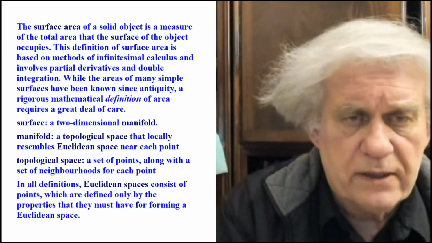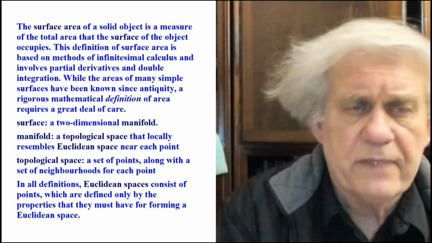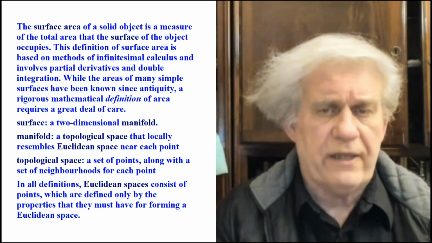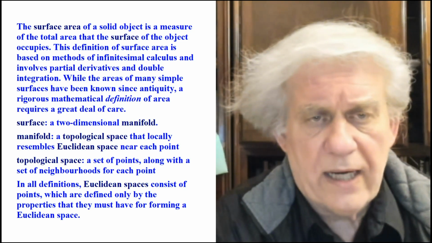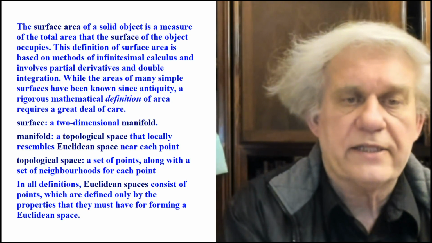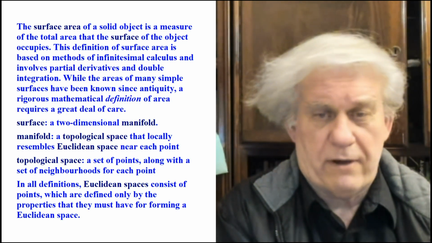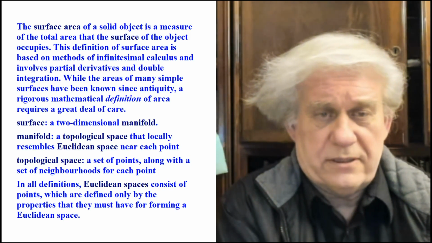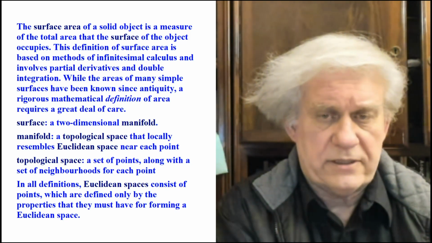Okay? And here's another definition of surface. This comes from, I think it's Wikipedia again. And it's got this set of definitions. So let's go quickly through them. It says, surface area of a solid object is a measure of the total area that the surface of the object occupies. Okay, are we talking about volume here? I don't know. Is that what surface area is? The amount of water the rubber ducky displaces?